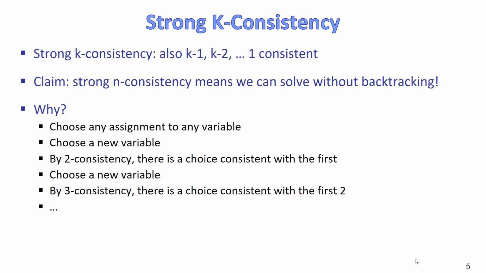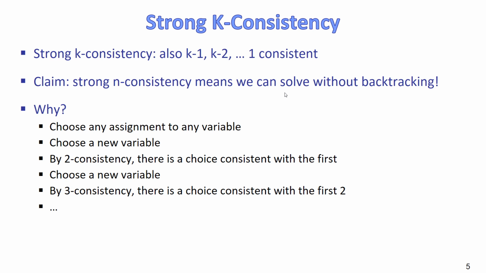So that's much stronger than just the definition of K-consistent. Strong 5 consistent means that the graph is 5 consistent and also 4 consistent and also 3 consistent and so on. Now, if we assume that we have strong N consistency, where N is the number of nodes in the graph, that means that we can solve the CSP without backtracking. So we can find the solution with no need for backtracking ever.